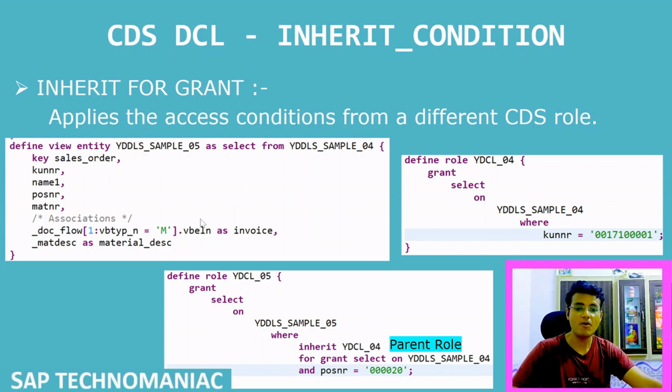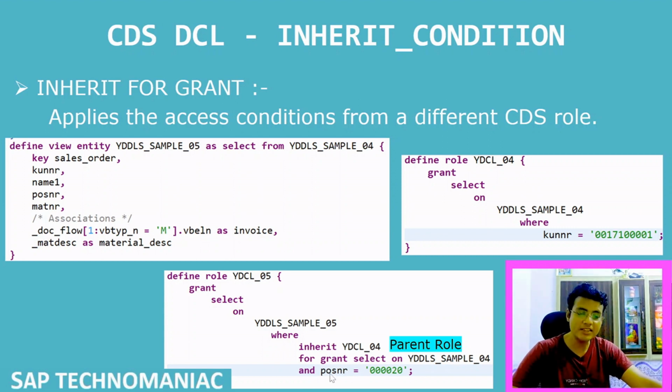Inherit for grant: we will create another DCL, YDCL05, and select on this entity. Instead of defining a separate condition, we will inherit all the conditions of 04. This is called the parent role. We inherit all the access control defined there by calling this role here in the define role, and we use grant select on this CDS entity. It will create all the conditions that are in DCL 04, and they will now be applied on 05 as well.